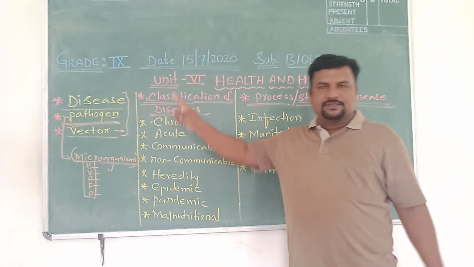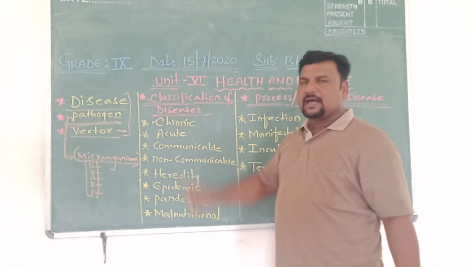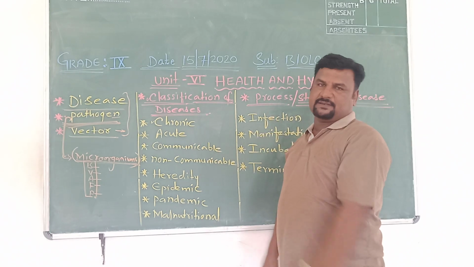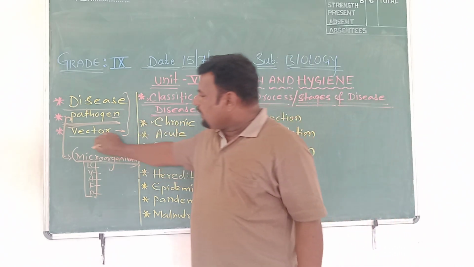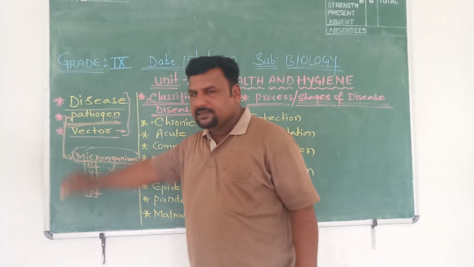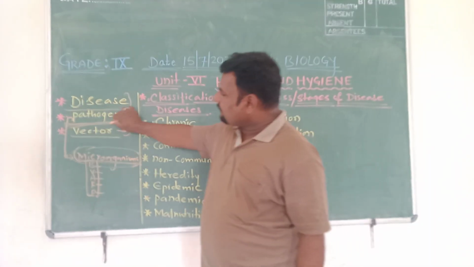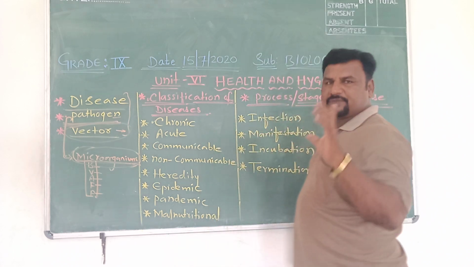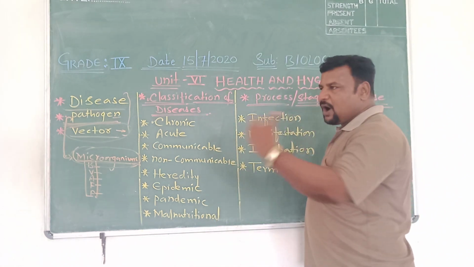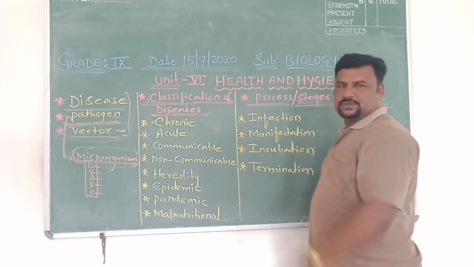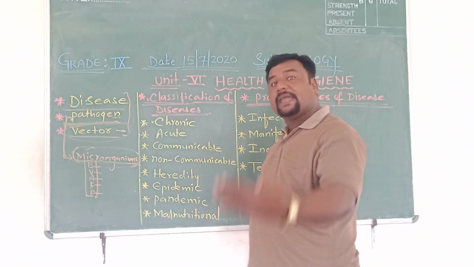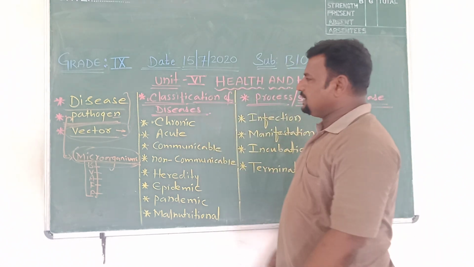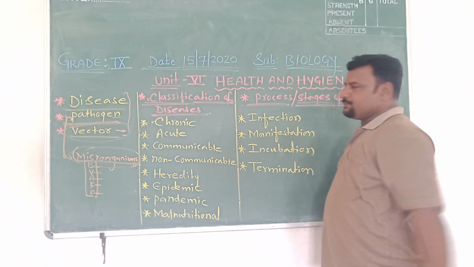Pathogens are disease causing organisms and vectors are disease carrying organisms. For pathogen, various microorganisms can act as pathogens. For vector, as I just indicated, a dog can act as a vector, houseflies can act as vectors, mosquitoes, etc. Different animals that carry disease causing pathogens to us are called vectors.